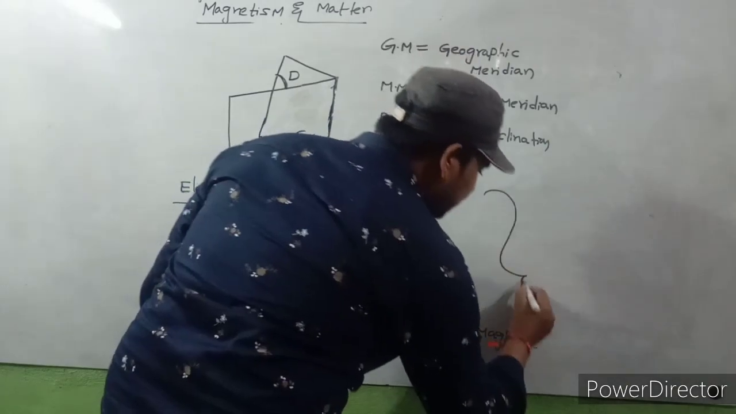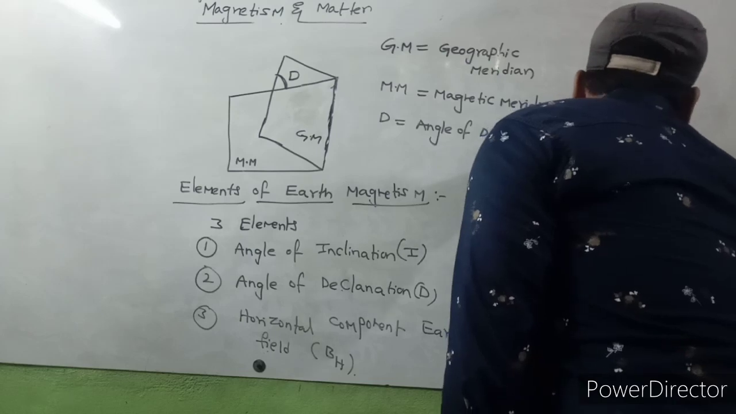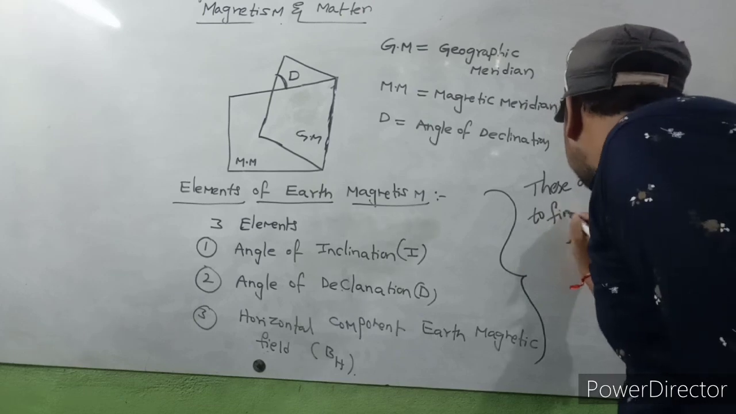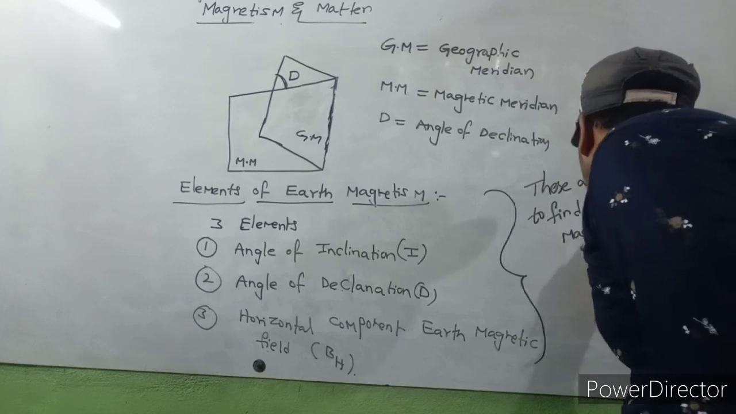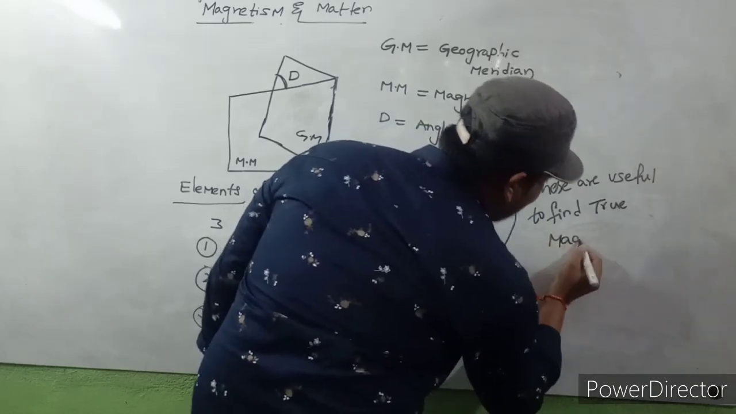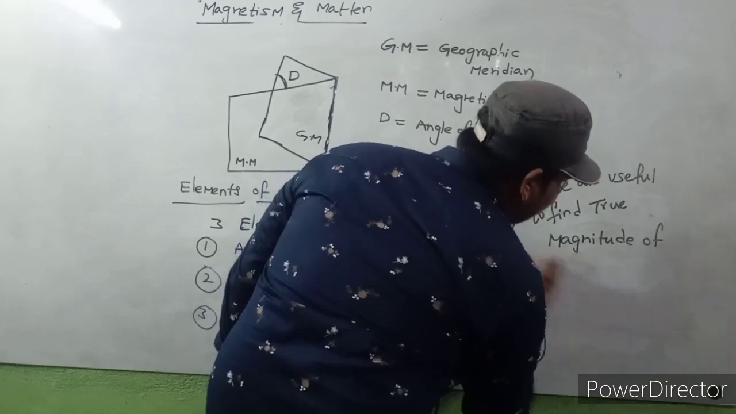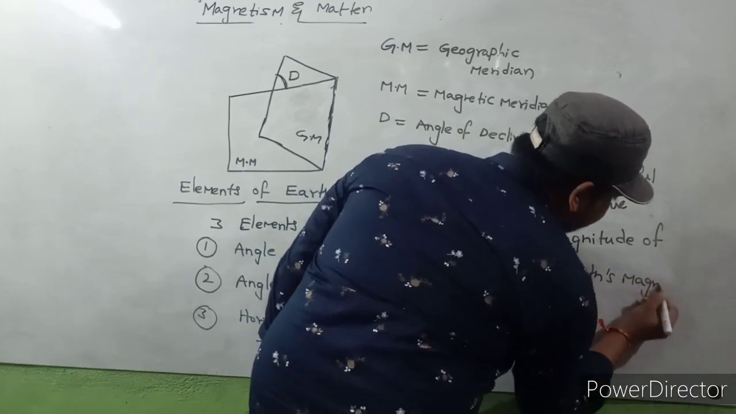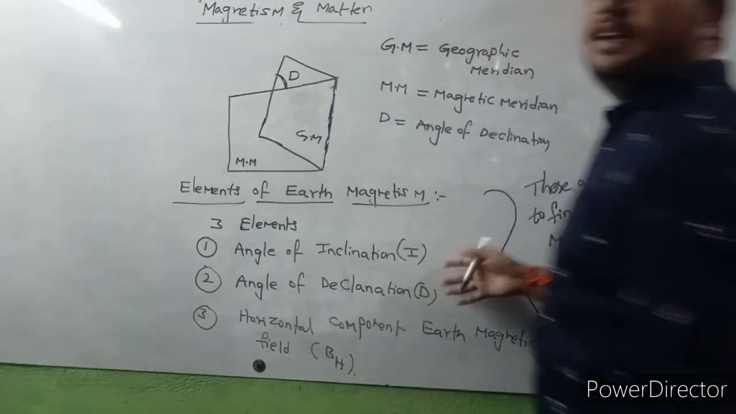These are useful to find the true magnitude of the earth's magnetic field. True magnitude of the magnetic field of the earth. So this point is very, very important.